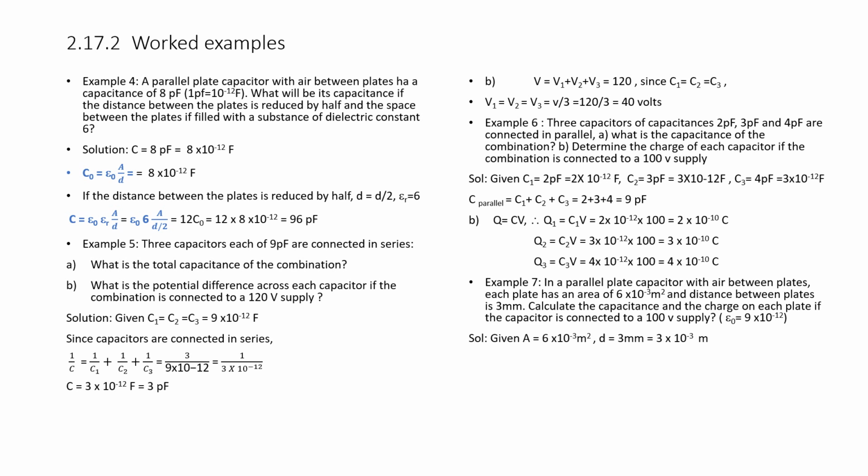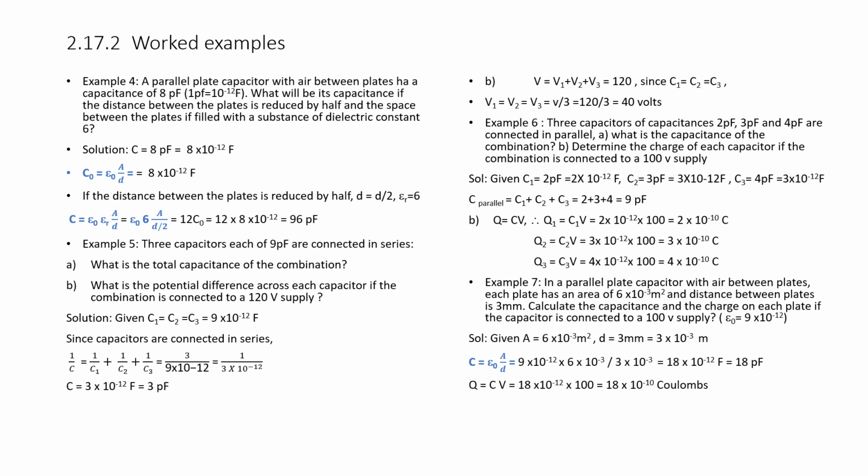So, given A is equal to 6 into 10 to the power of minus 3 meters square, d is equal to 3 mm, that is equal to 3 into 10 to the power of minus 3 meters. C is given by the formula C is equal to epsilon naught into A by d, that is equal to 9 into 10 to the power of minus 12, the value of epsilon naught, into 6 into 10 to the power of minus 3, that is the area of the plate, divided by the distance separating, 3 mm, that is 3 into 10 to the power of minus 3 meters. So, solving, the value of capacitance is 18 pF.